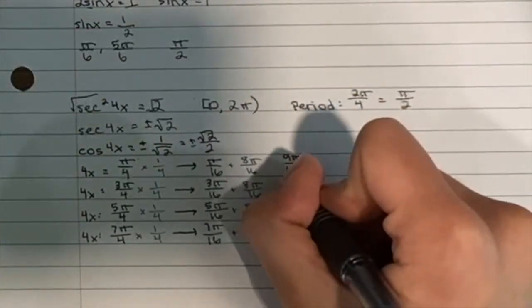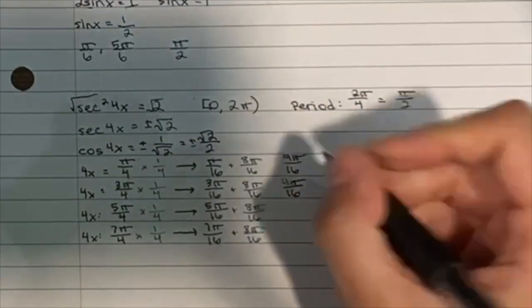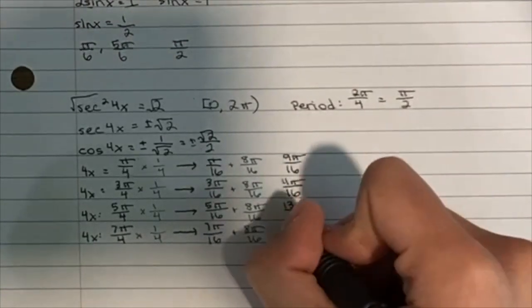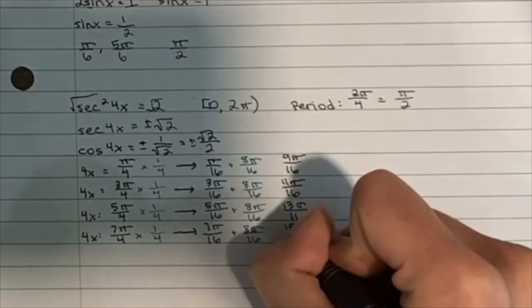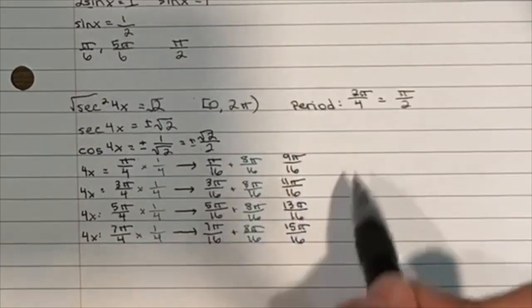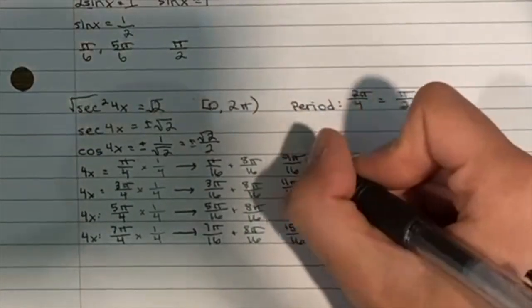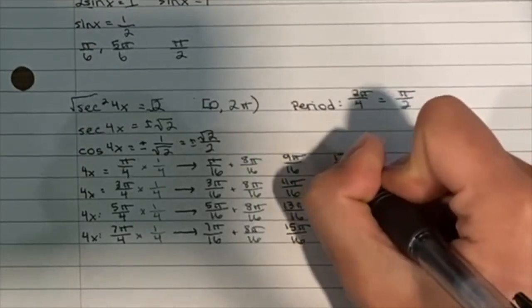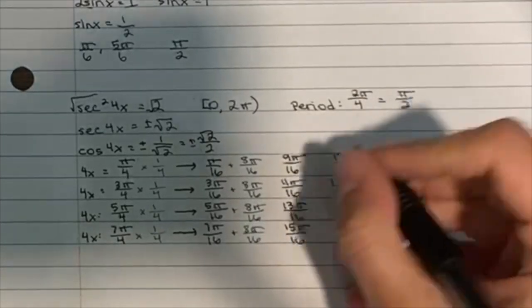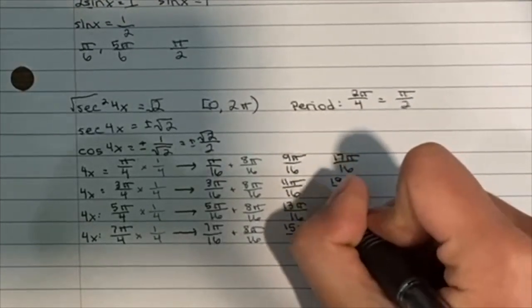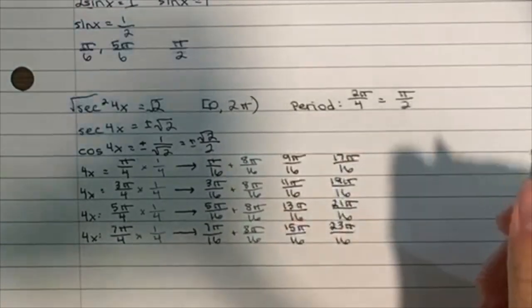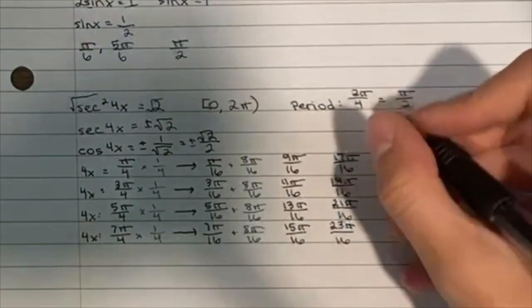11 pi over 16. 13 pi over 16. 15 pi over 16. And then I'm just going to keep adding 8 pi over 16 until I get all 16 answers. So 9 plus 8 is 17. 11 plus 8 is 19. 13 plus 8 is 21. 15 plus 8 is 23. And then one more time will give us all our answers.